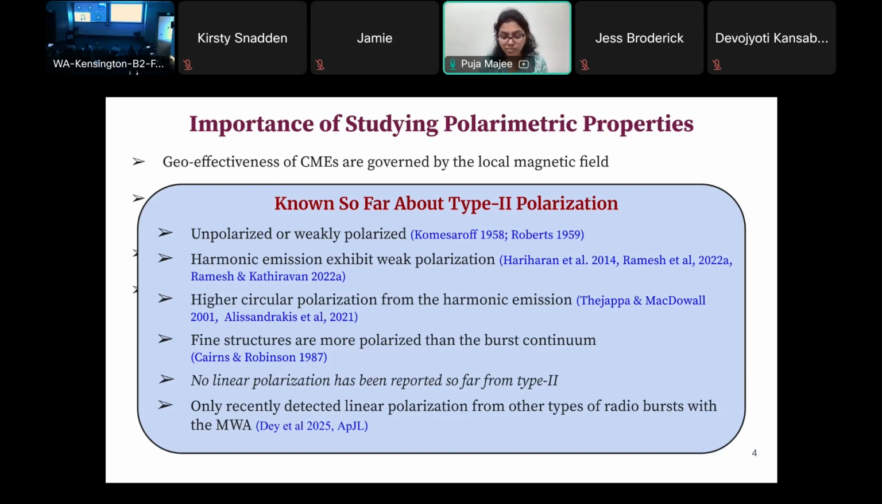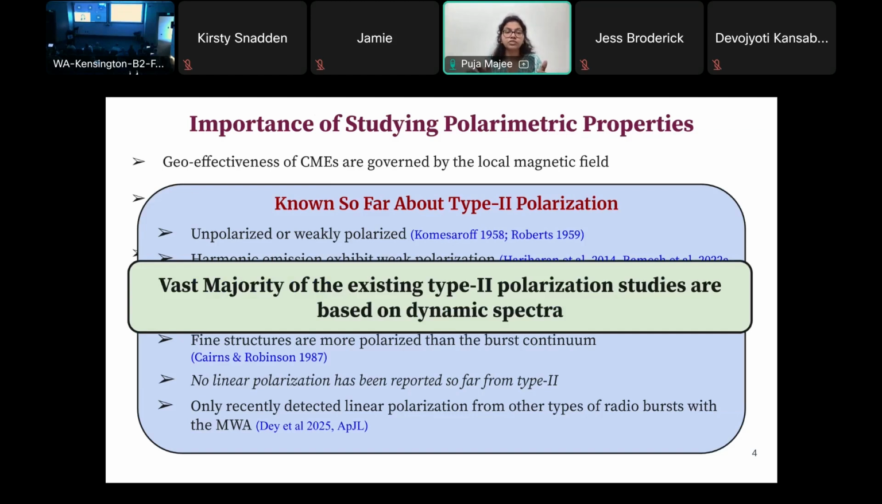Now, a very interesting point is that the vast majority of existing type 2 polarization studies are based on the dynamic spectrum. Dynamic spectrum can give you only spatially integrated information, where the polarized emission can be both positive and negative. If you are getting integrated information, you are missing out a lot of information about the properties. Therefore, to study these type 2 emissions, it's very important to do imaging studies.